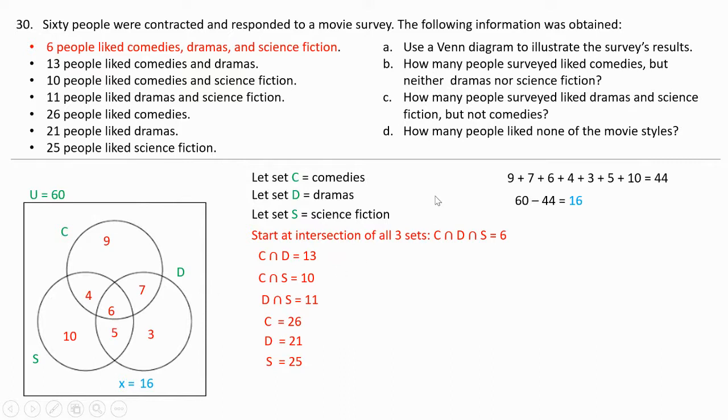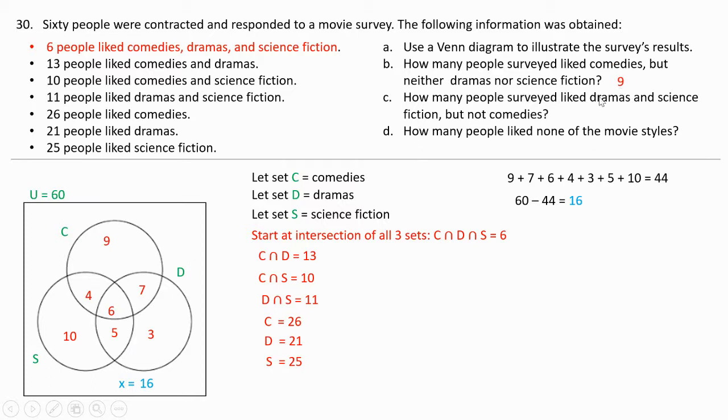Okay, now for B. How many people surveyed like comedies, right? So we go to comedies. So we're looking at this portion here. But neither dramas nor science fiction, right? So they only like comedies. So the answer will just be 9, right? Because it says neither science fiction nor drama. So the answer will just be 9. That's your answer.